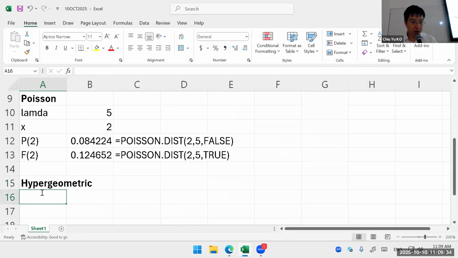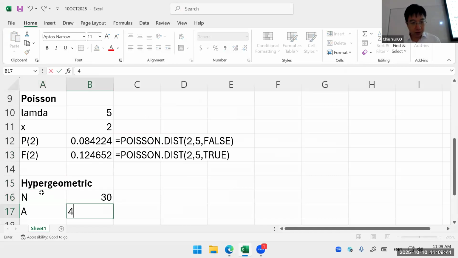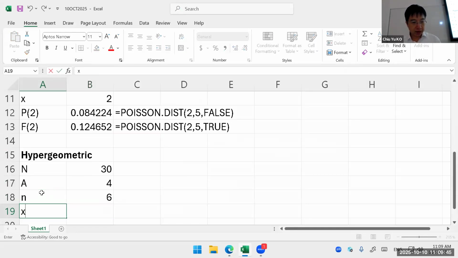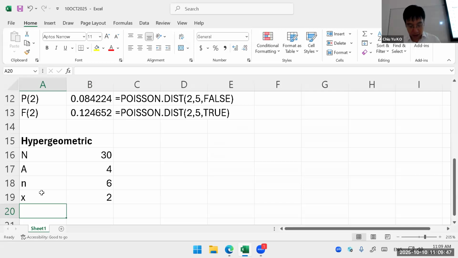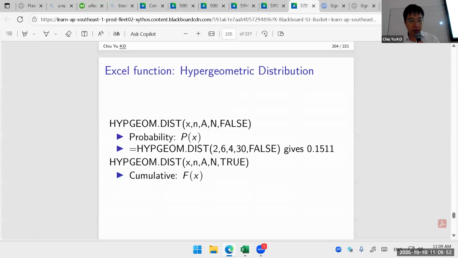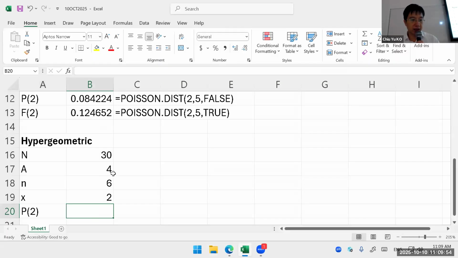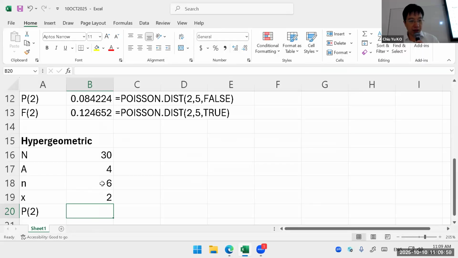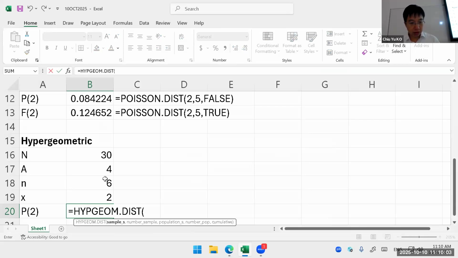Right, so we have N is 30, A is 4, small n is 6, and then x is 2. So there's a question. We're asking P of 2, right? And look at this is small n a n, so this is exactly n a n. So you input from the above: 2, 6, 4, 30.